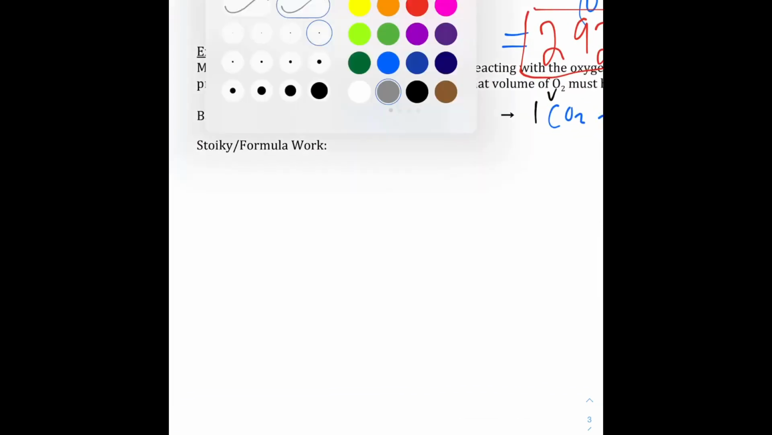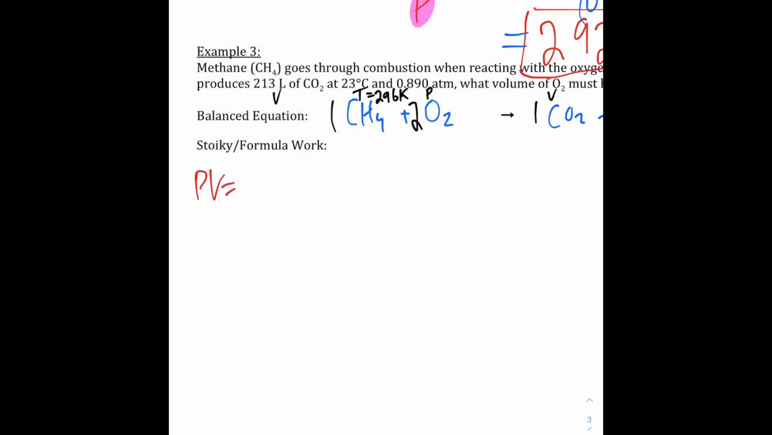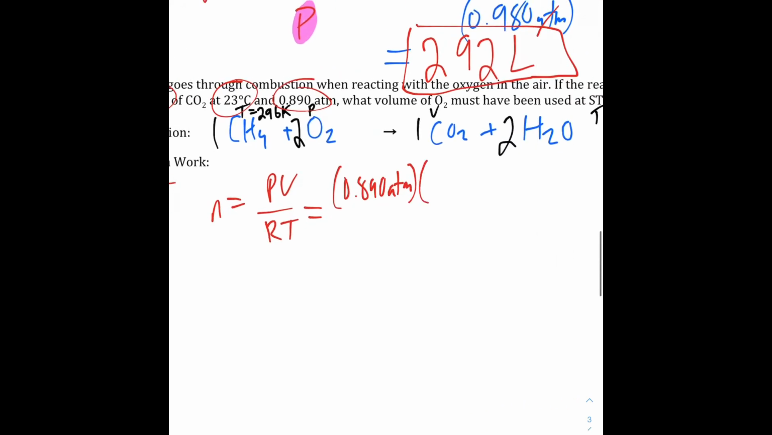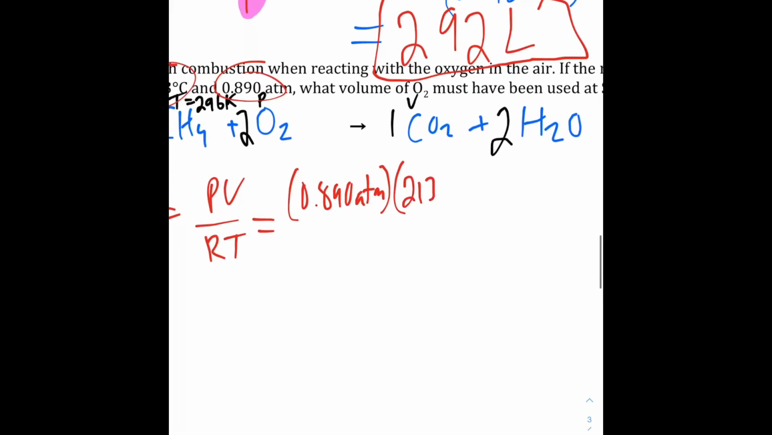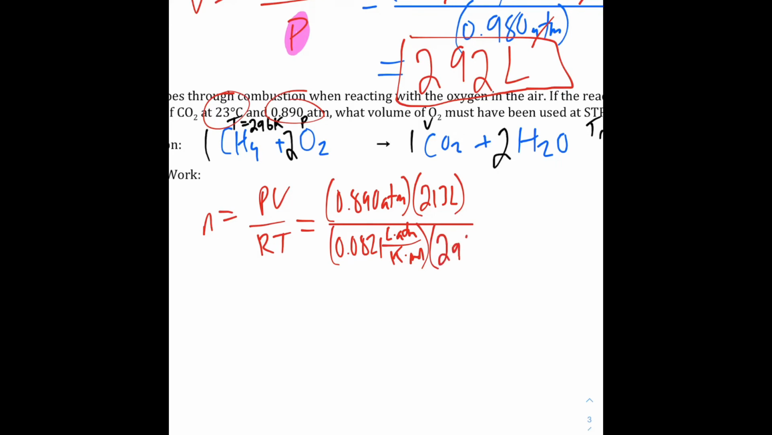Okay. Can we solve for volume? Can we solve for moles? We've got the equation, and moles equals PV over RT. We were given our volume, our temperature, our pressure. We should be good. Start with our pressure times our volume, 213, times our gas constant, times our temperature, 296 is what we said. That's going to give us moles.